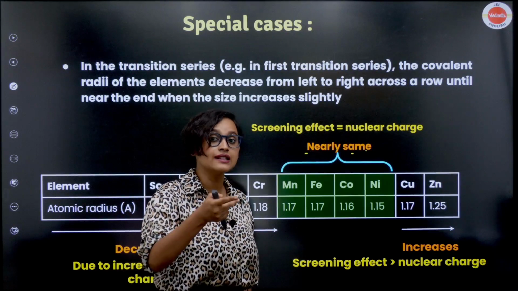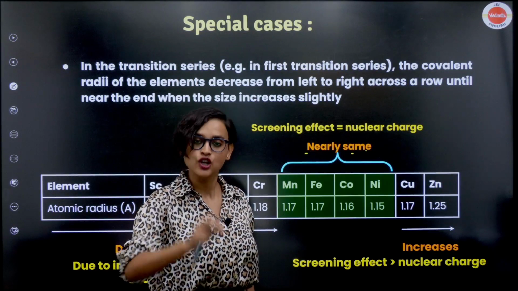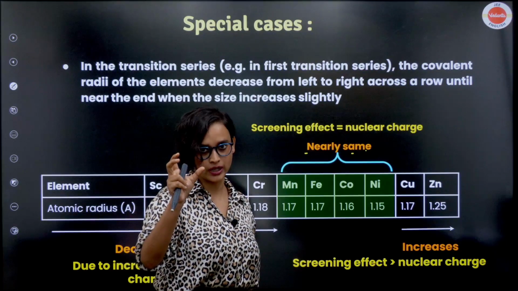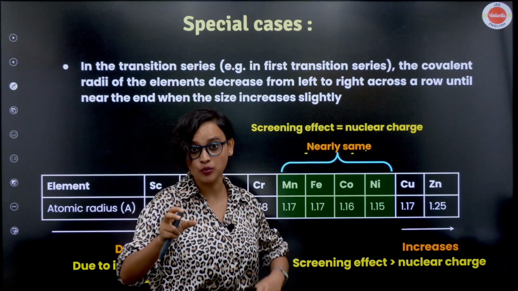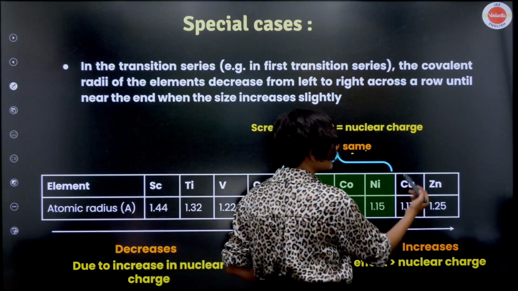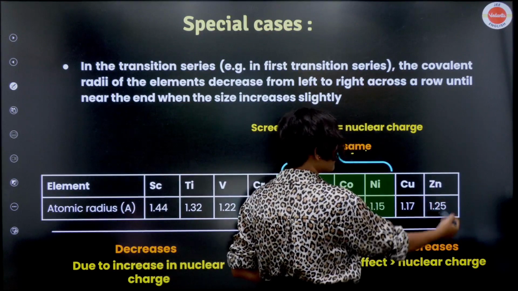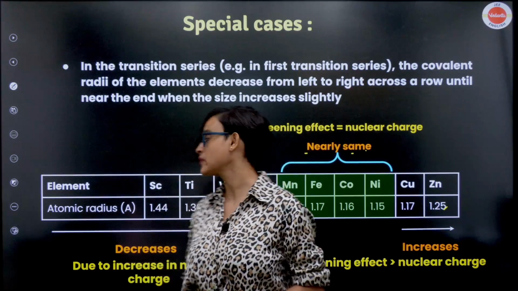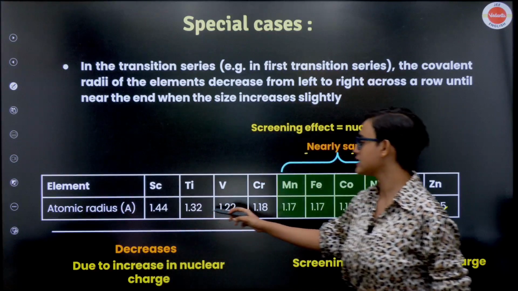Screening effect increases more than the nuclear charge. So the nuclear charge is still almost remaining the same, but the screening effect has increased more. So what happens here, you see a huge difference in the atomic radius. But here you see the atomic radius is still more.